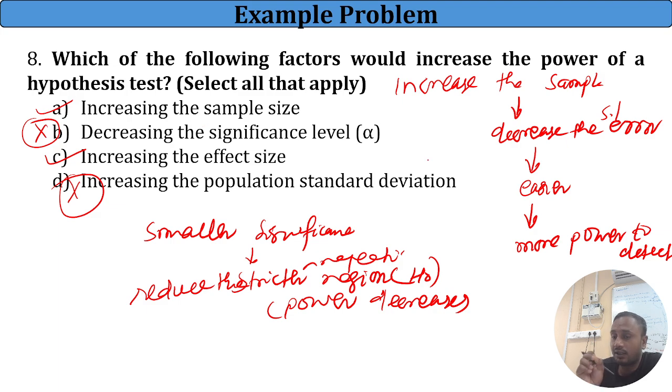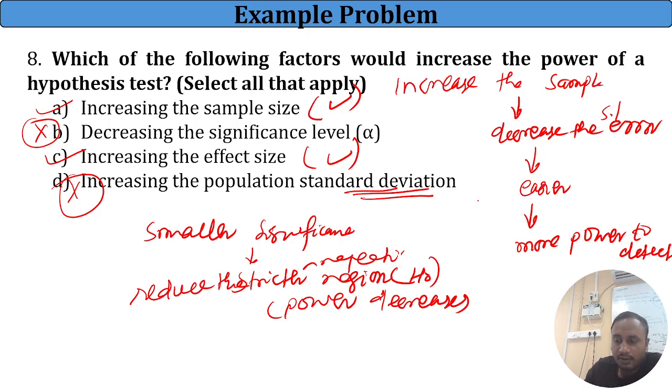Power means a limit on your ability to detect; I'm not saying whether to reject or whether to accept, that comes later. We get broader power when we increase the sample size or the effect size. Population standard deviation is not going to affect the sample too much. So A and C will be the appropriate answers. Is it clear?